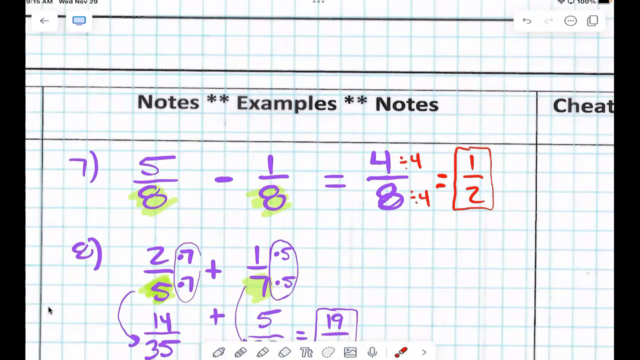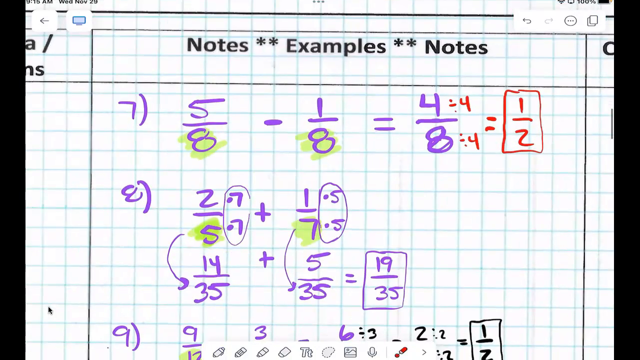You can reduce it, and we reduce it using a common factor. You guys got to get those straight in your head. A factor helps you reduce, right? So a factor is a number that goes into another number. Okay, how about number 8?